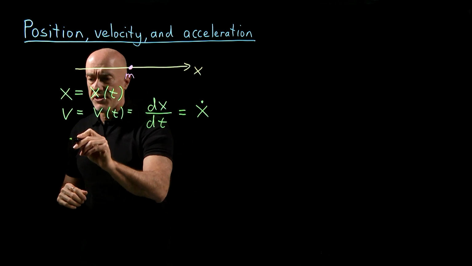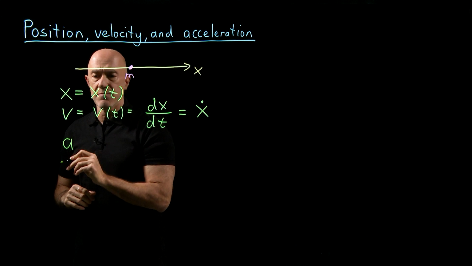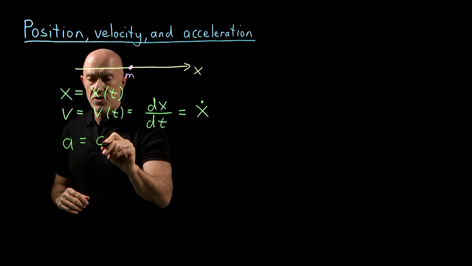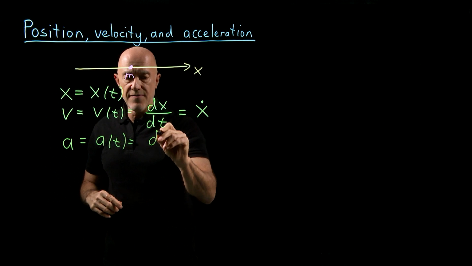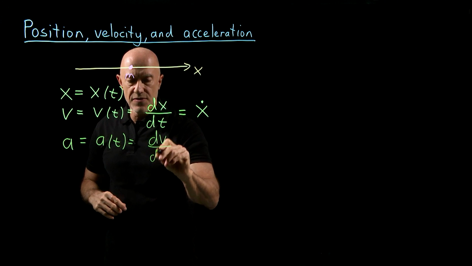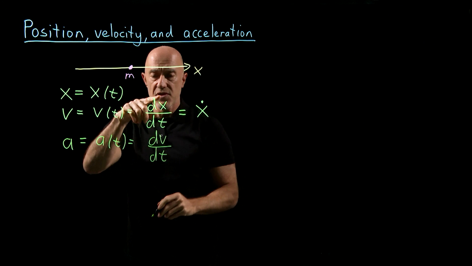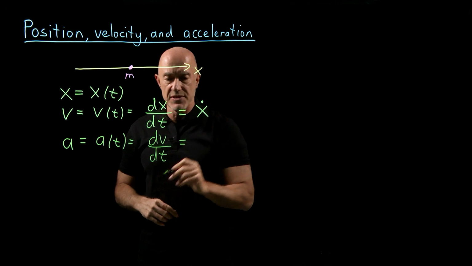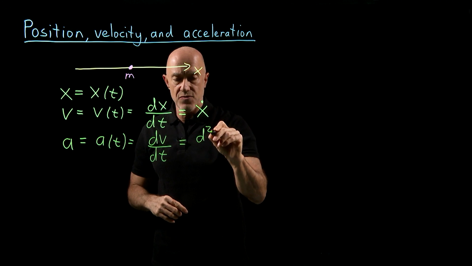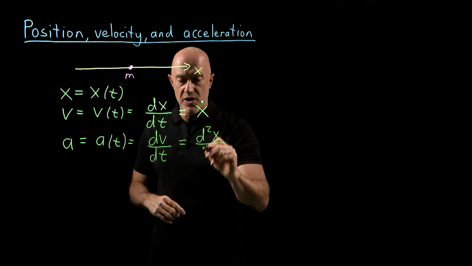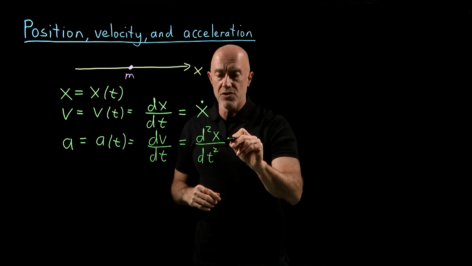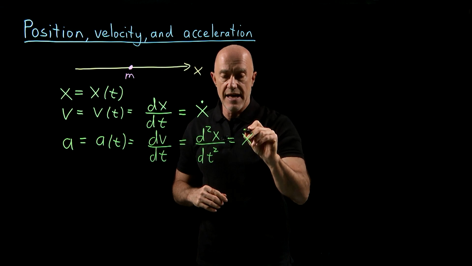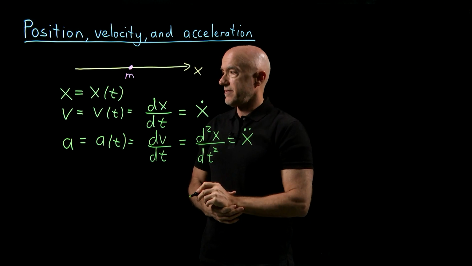For the acceleration, we can use the symbol a. That's also a function of time. That's the derivative of the velocity with respect to time. But the velocity is the derivative of the position, so that's the second derivative of the position, d squared x dt squared. And in Newton's notation, that was written as x double dot.